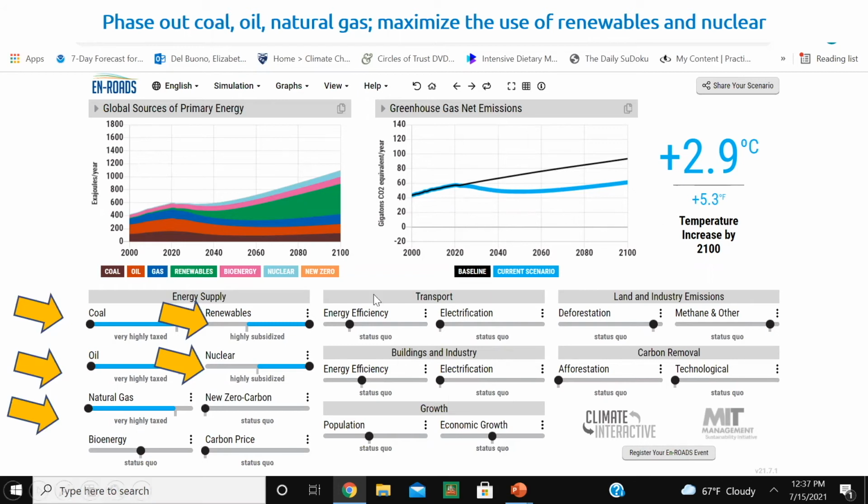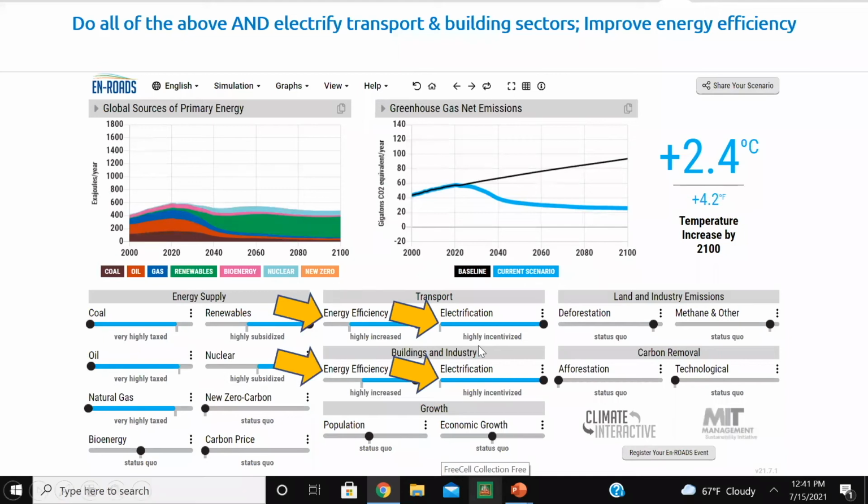So what if we, at this point, increase the energy efficiency of our transportation and building sectors and electrify both of them? What happens then? Keep your eye on this left-hand chart and look at what happens. We can see that as we move these levers to the right, the amount of energy we need is just less. It's certainly a good thing to do. Our emissions come down and our average global temperature is down to 4.2 degrees Fahrenheit.